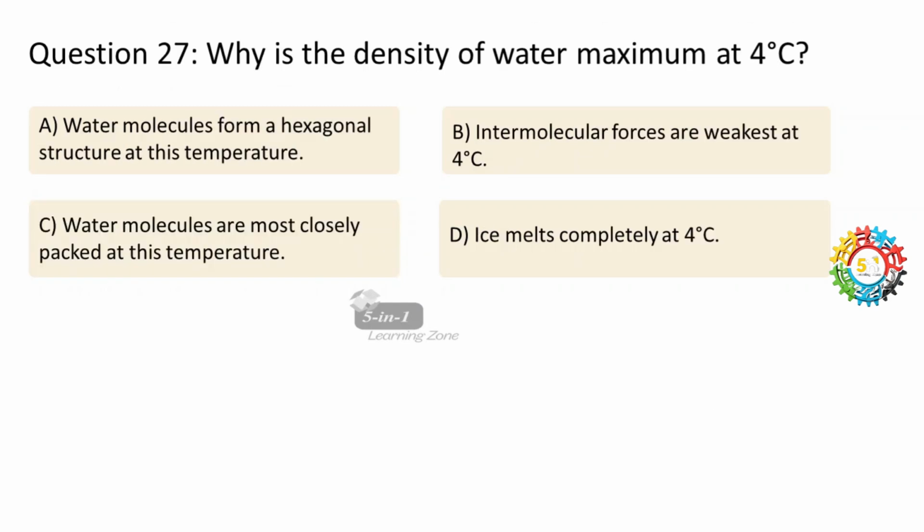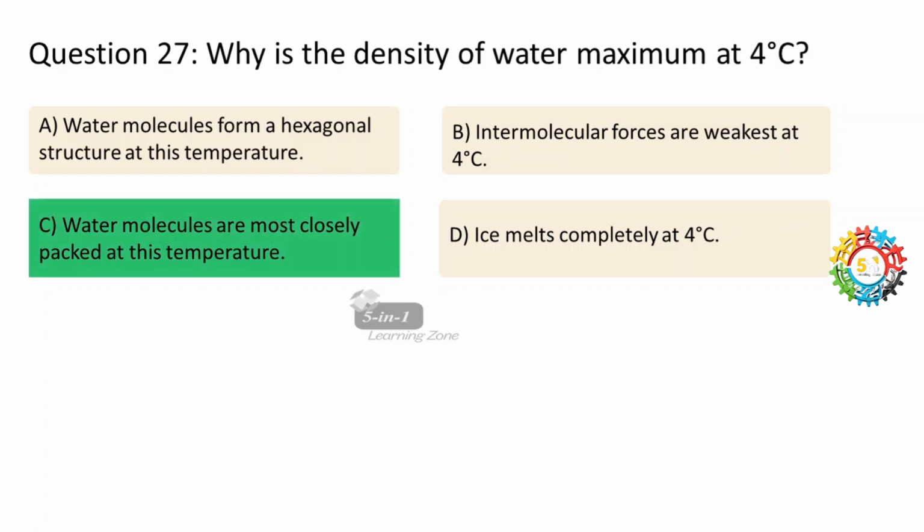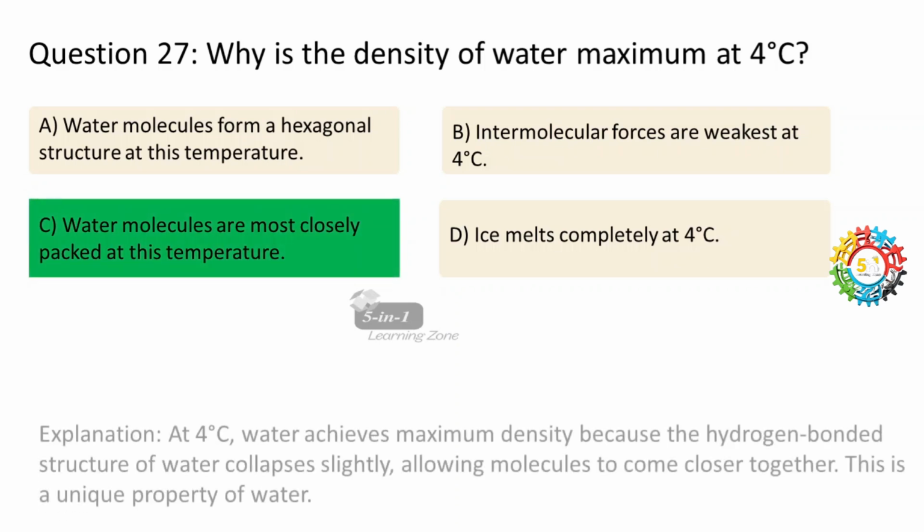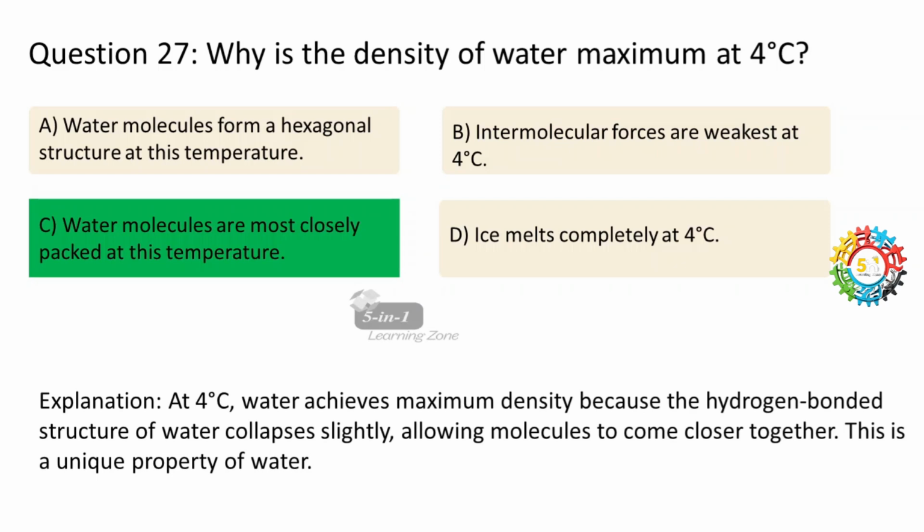27. Why is the density of water maximum at 4 degrees Celsius? Answer: C. Water molecules are most closely packed at this temperature. Explanation: at 4 degrees Celsius, water achieves maximum density because the hydrogen-bonded structure of water collapses slightly, allowing molecules to come closer together. This is a unique property of water.